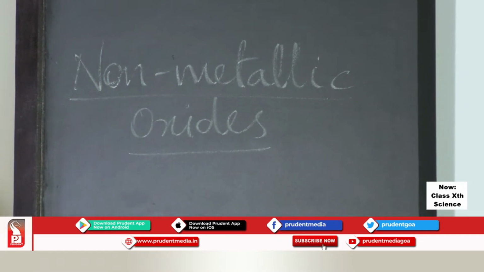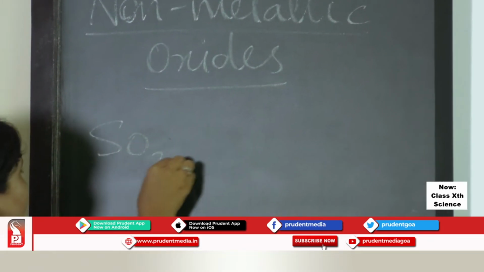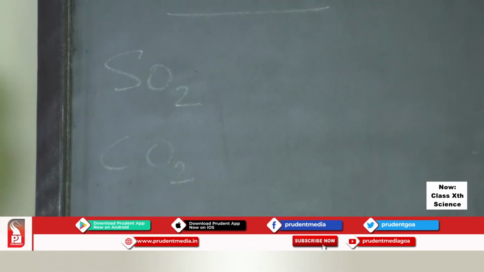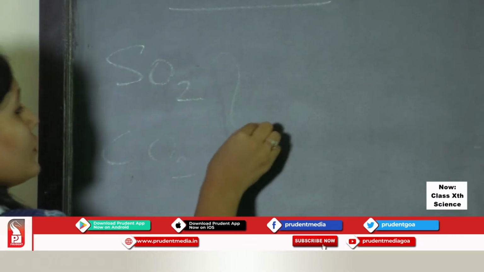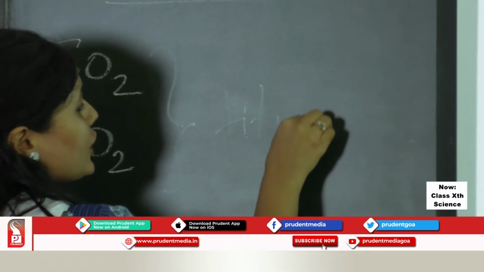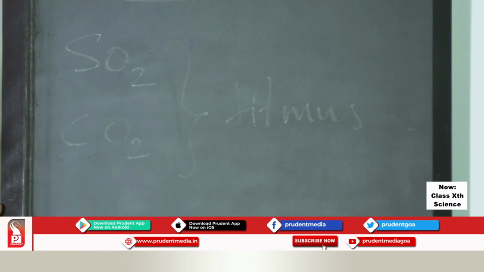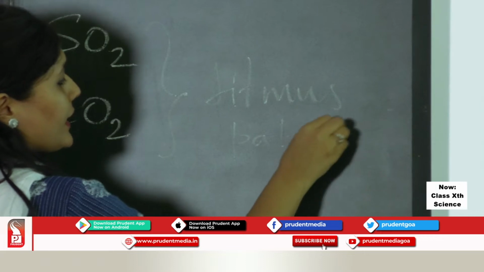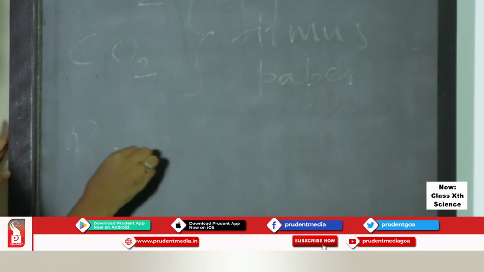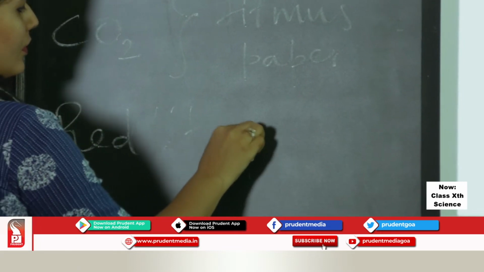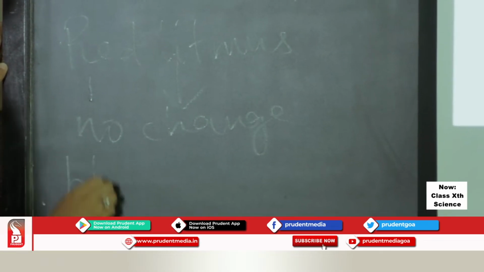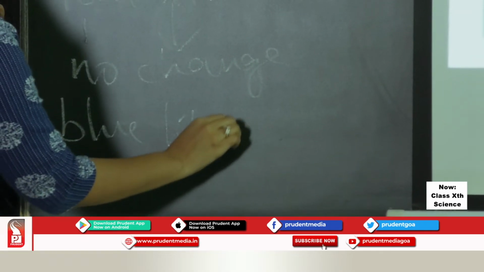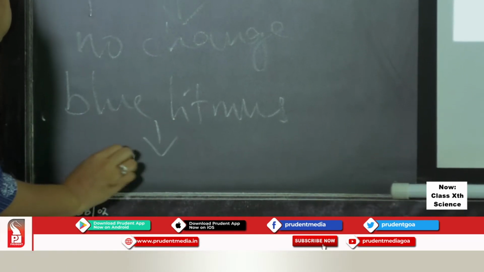Okay, examples of non-metallic oxides: sulfur dioxide, carbon dioxide. These are gases which are even present in the atmosphere. Now, if you do the test to indicate the nature of this oxide with the help of litmus paper, you will realize that the red litmus paper does not change its color, no change. But when you take a blue litmus paper, it turns red.